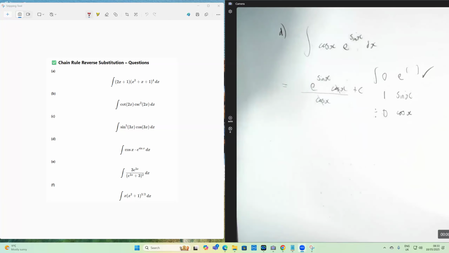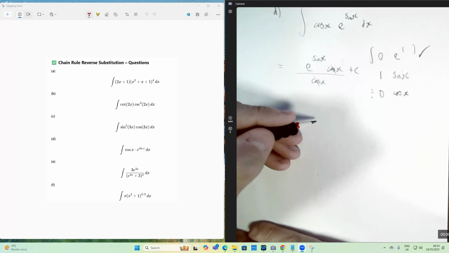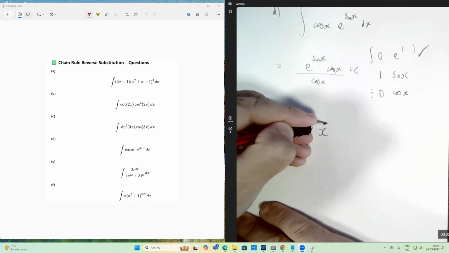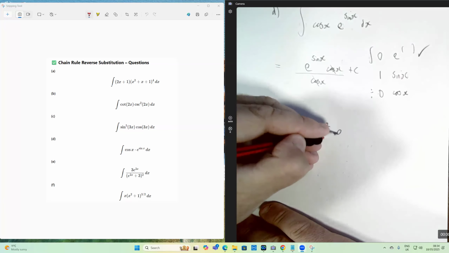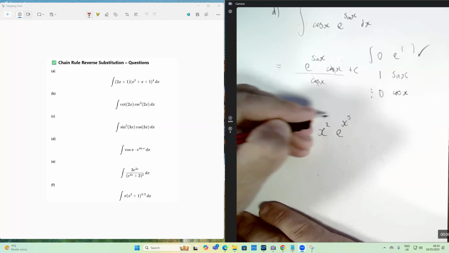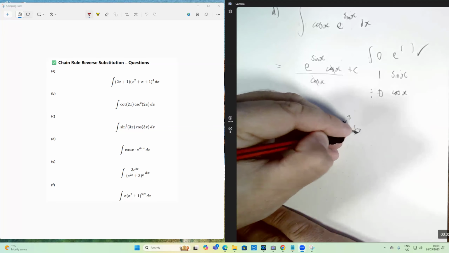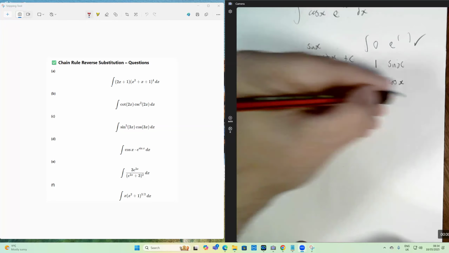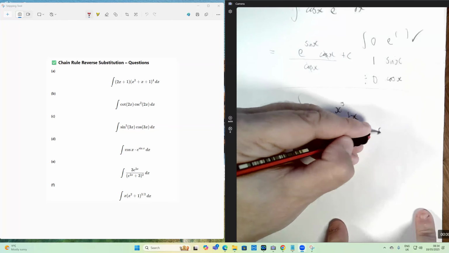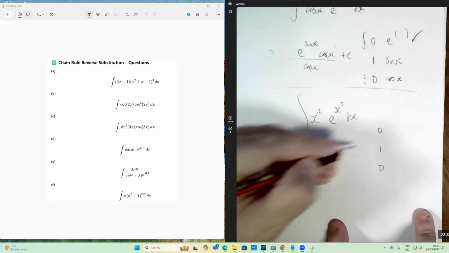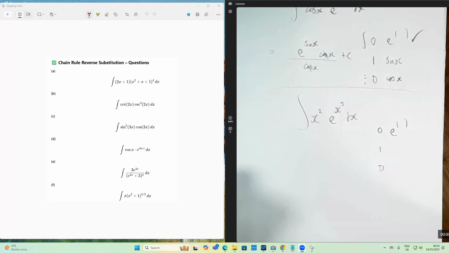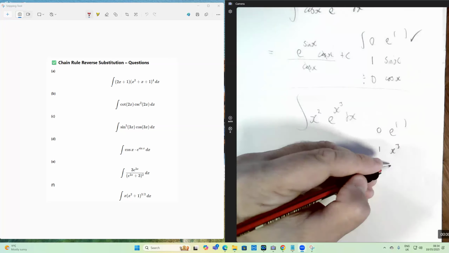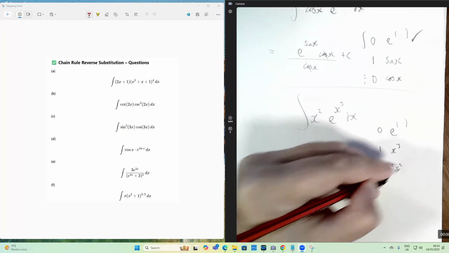Okay, let me just make up another example of that one just to help you understand. Let's imagine I wanted to integrate x squared e to the x cubed dx. Okay, again, in my experience, this is one that students fail to recognize as being chain rule in reverse. Outer, inner, derivative. Outer is e to the something. The inner is x cubed. The derivative of x cubed is 3x squared.